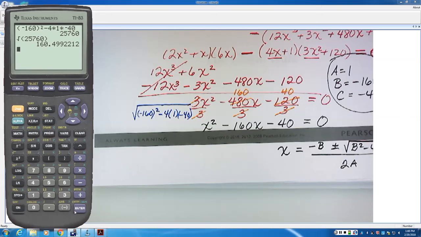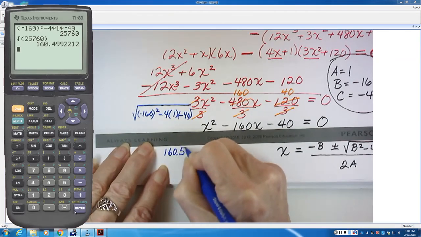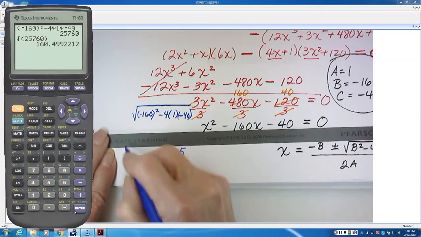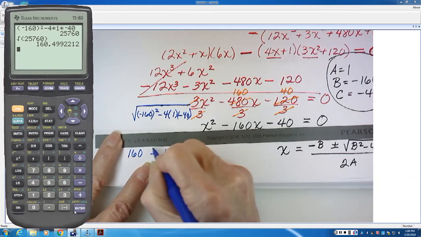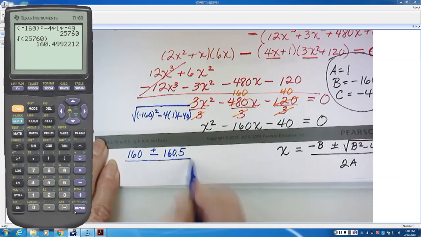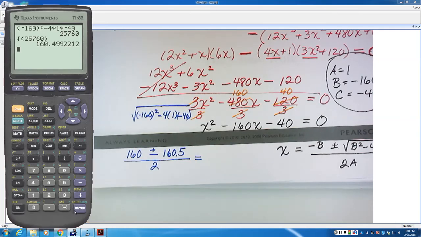Okay, we'll call it 160.5. So then the opposite of b is 160 minus or plus, and 2 times 1 is 2. So if I say 60 minus 160.5, do I get a positive answer? No, I get negative 0.5, right? Negative 0.5 over 2, regardless of what it is, it's still negative.